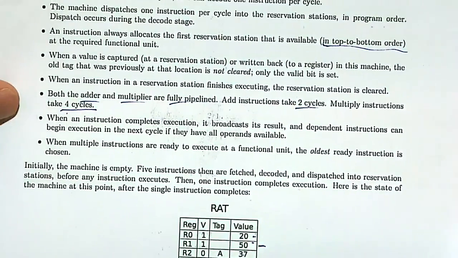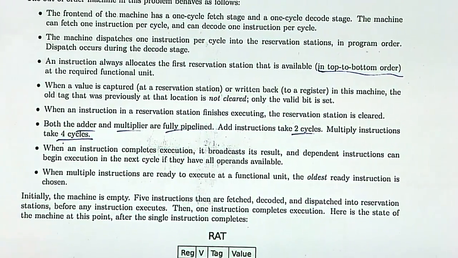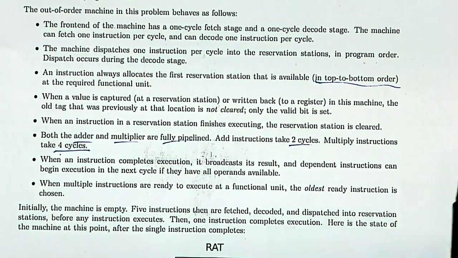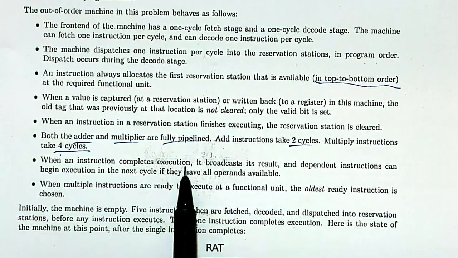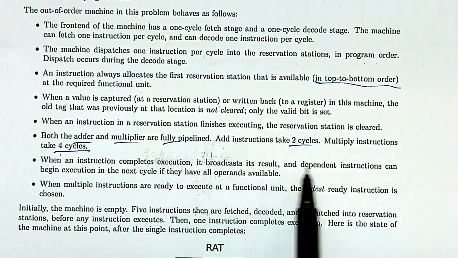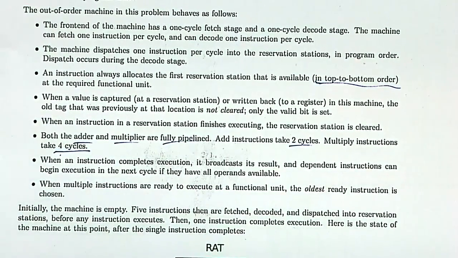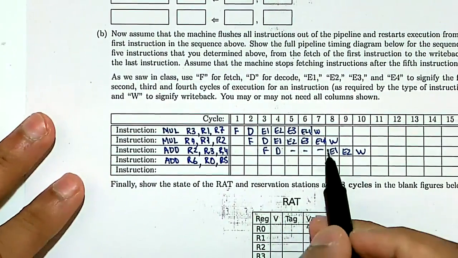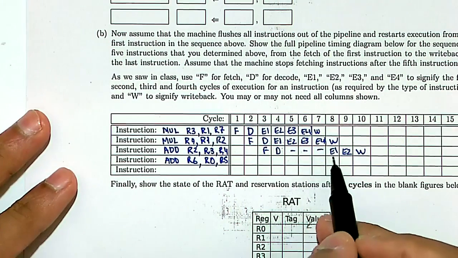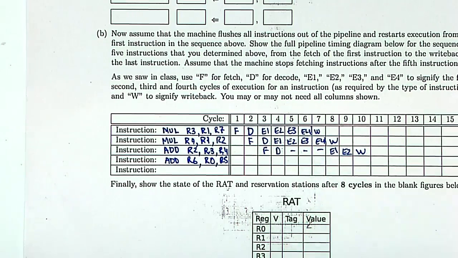So, yeah, I think it said that the broadcast happens right after the execution is complete. So when an instruction completes execution, it broadcasts its results, and dependent instructions can begin execution in the next cycle. So it's not forwarded in the very last cycle, right? You have to start the next one. If it was just forwarded straight from here to the next functional unit, then this E1 would have begun here, right? That's what you were thinking?